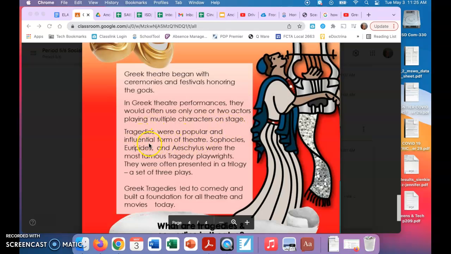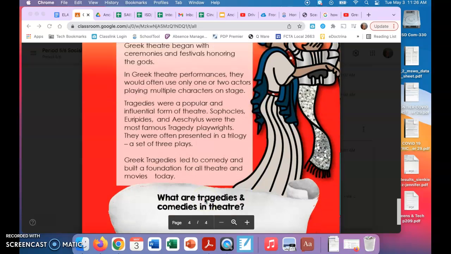Tragedies were a popular and influential form of theater. Sophocles, Euripides, and Aeschylus, sorry guys, I know I stink at reading these, were the most famous tragedy playwrights. They were often presented in a trilogy, which is a set of 3 plays. Greek tragedies led to comedy and built a foundation for all theater and movies today.